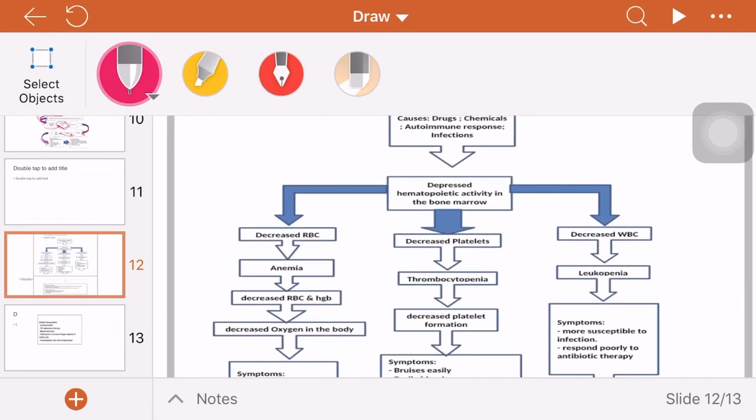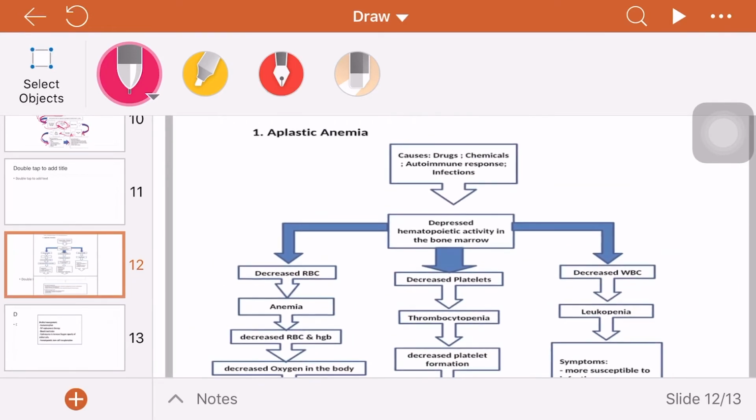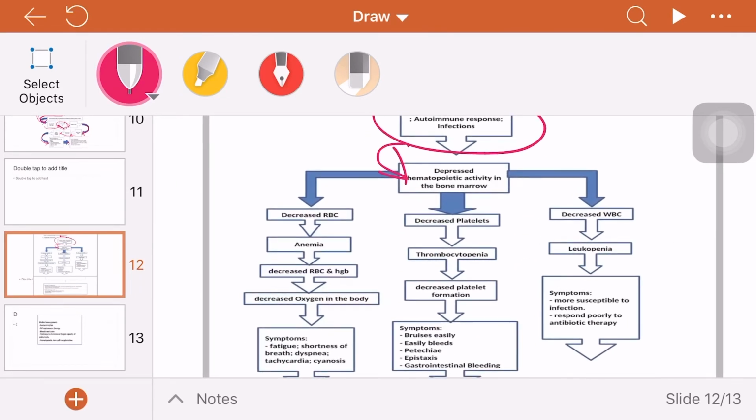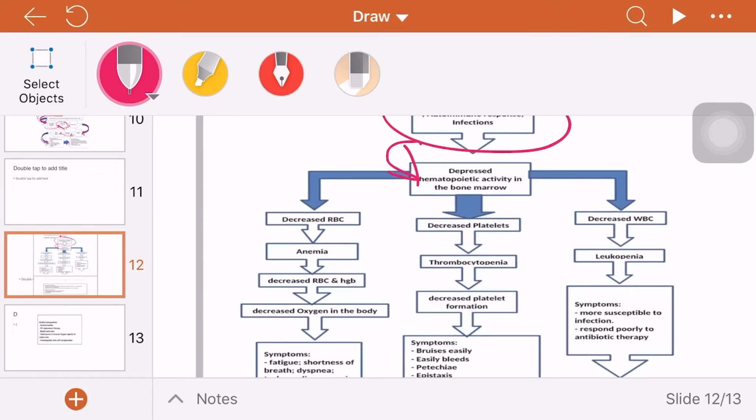So after the child is exposed to these precipitating factors, the hematopoietic activity in the bone marrow becomes depressed.